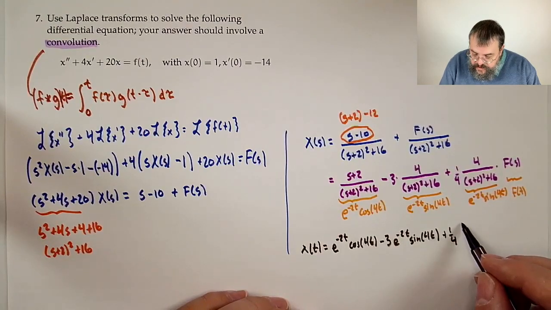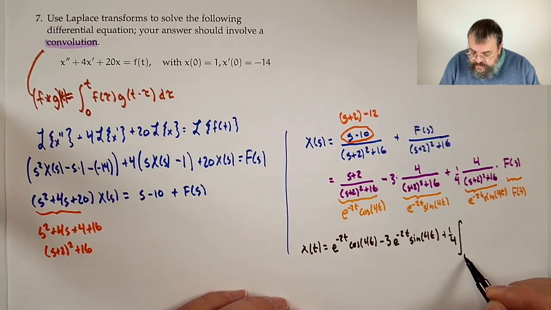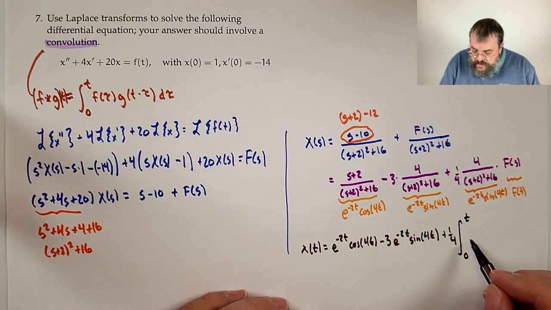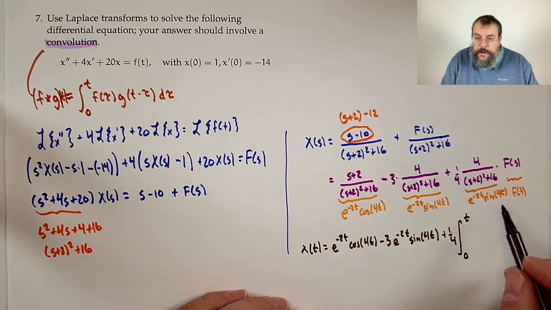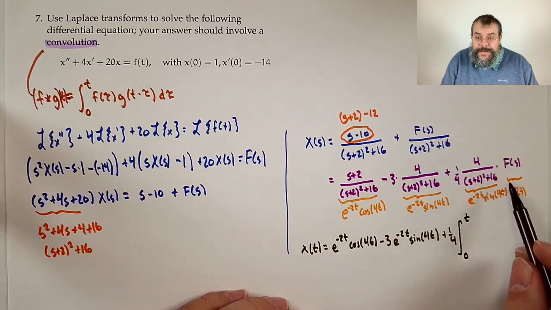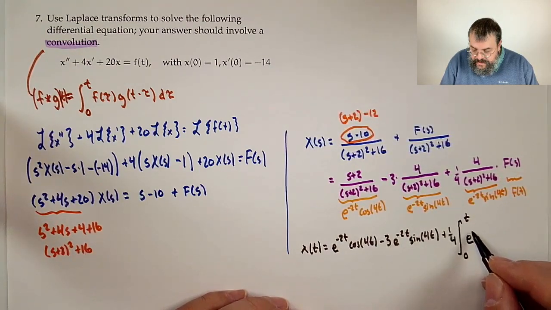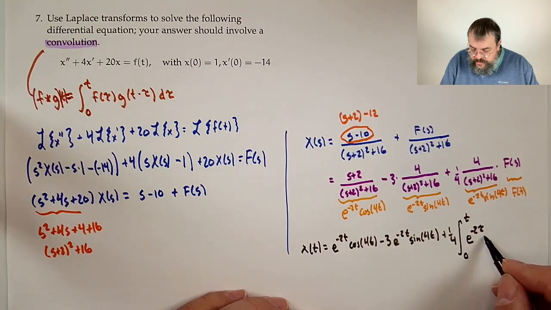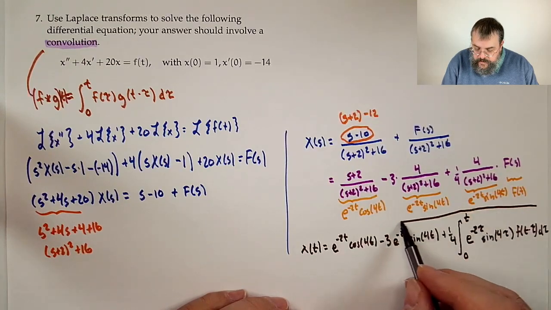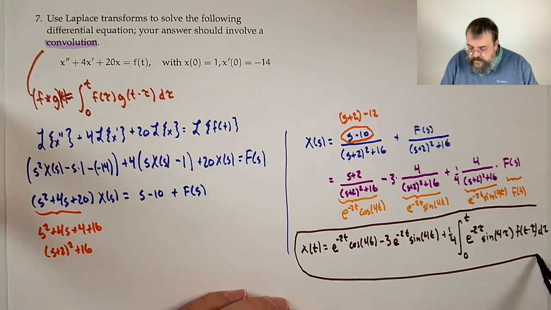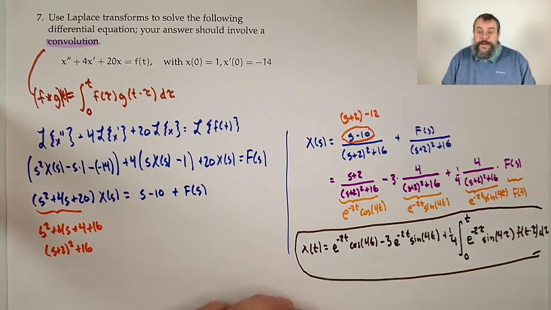So it's the integral from 0 to t. And well, one of these will have a function of tau, one will be of t minus tau. Probably put the tau into this. So e to the minus 2 tau sine of 4 tau f of t minus tau d tau. And that's the answer. There we go.